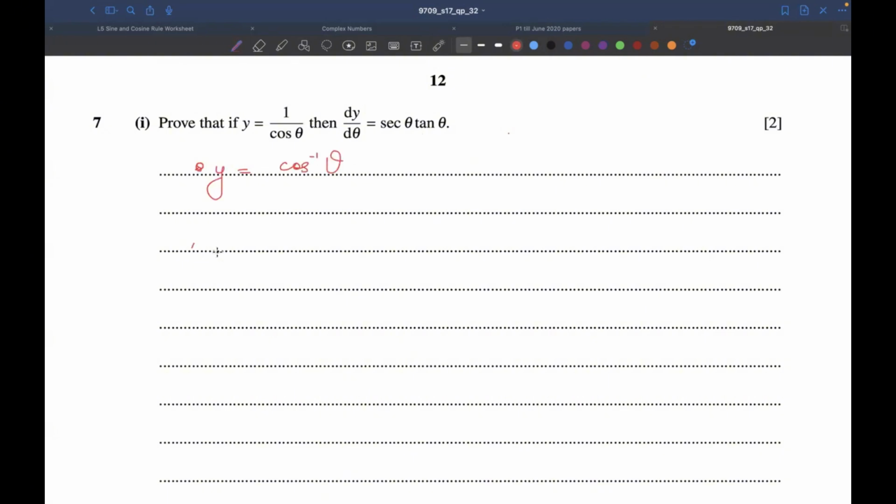When we find dy by d theta, we can first write it as cos theta to the power of minus 1. And then when we differentiate, we multiply by minus 1 over here, and then we write cos theta as it is. We decrease the power by 1 and also write the derivative of cos theta, which is minus sine theta. So minus minus will cancel out and we'll have sine theta upon cos square theta.